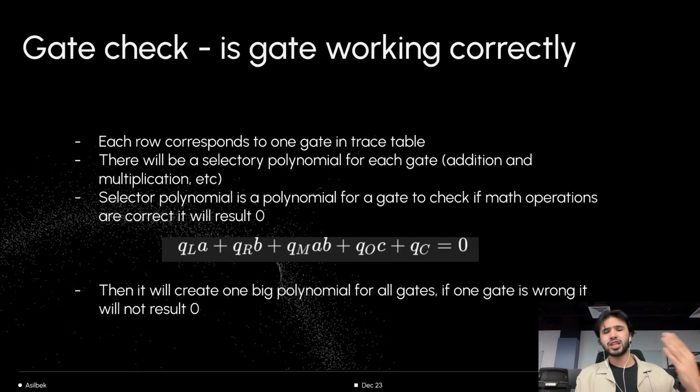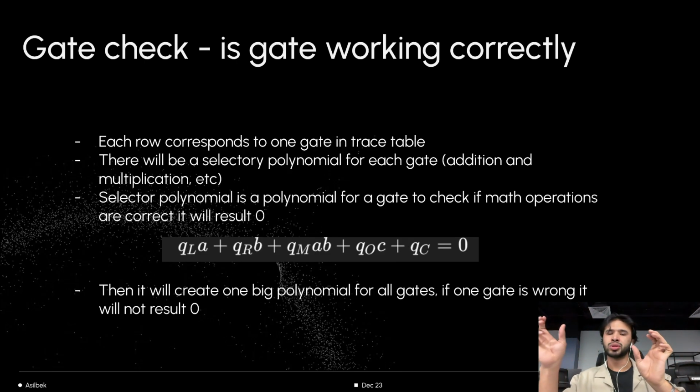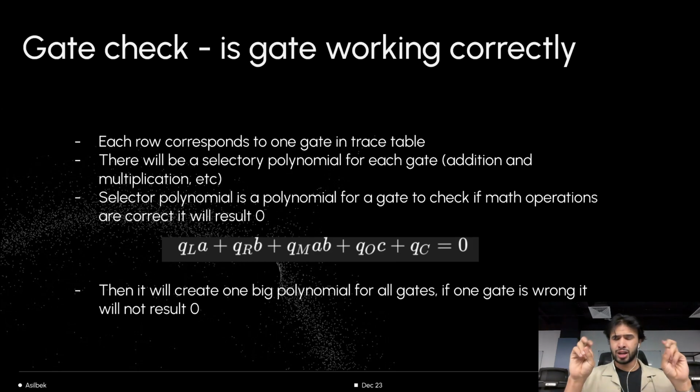The next check is the gate check. This checks if the gates are working correctly. In PLONK there's an addition gate and a multiplication gate. To check this, each row in the trace table corresponds to a gate: input of the left side, right side, and the output. We will create a selector polynomial for each gate. It means addition and multiplication will each have a polynomial.